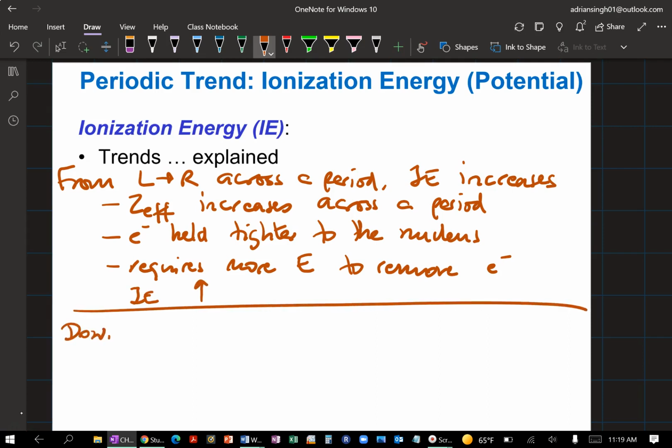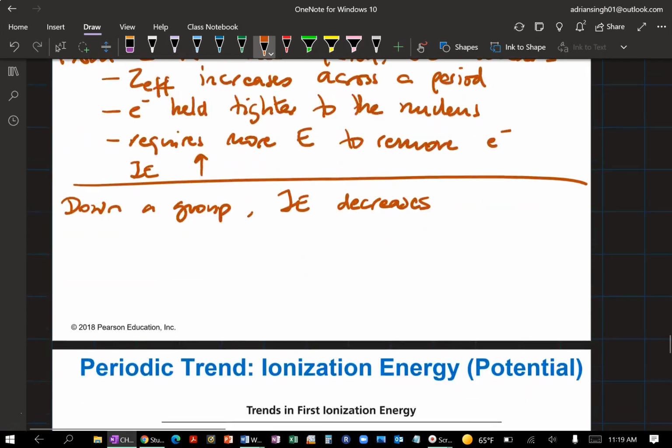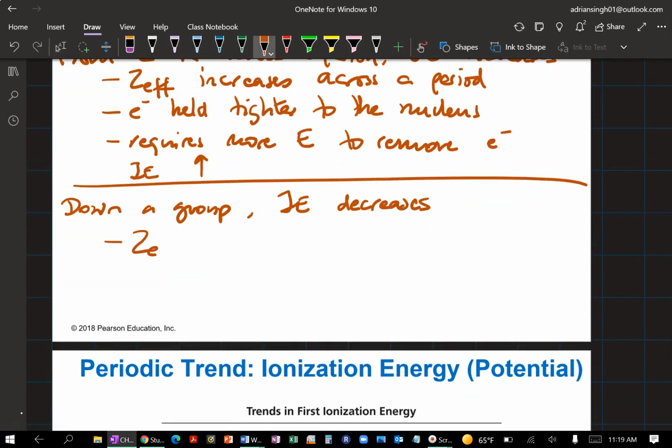Going down a group, okay, down a column, what we will see is that the ionization energy decreases. It takes less energy to remove that outermost electron, and we can explain that because the effective nuclear charge also decreases down a group. So as you go down a group, because the effective nuclear charge decreases, those outermost electrons are not being held closely or strongly to the nucleus. It is very easy to remove them. So we don't need to provide a lot of energy to get rid of those electrons. So the ionization energy goes down as we go down a particular group.